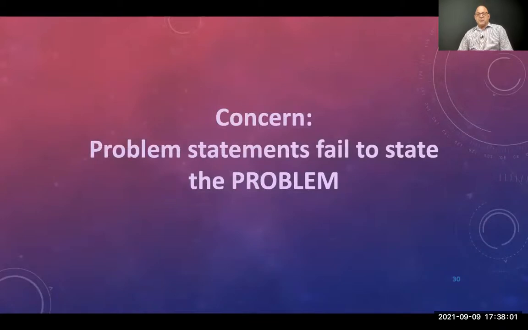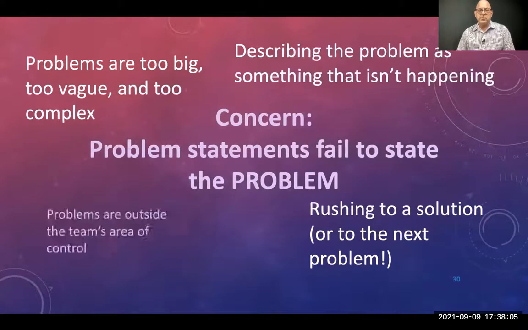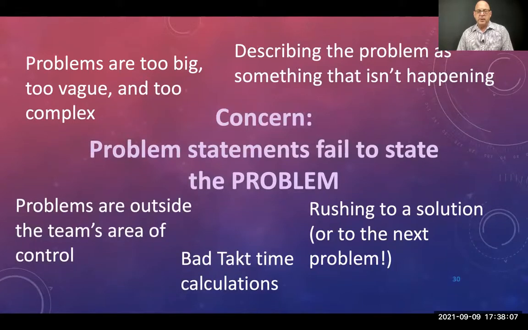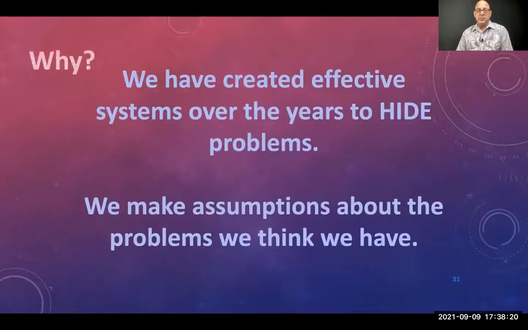But some problem statements fail to state the right problem. Here's a couple of examples. Problems are often too big, too vague, too complex, outside the team's control. They might be using bad calculations. They might be rushing to a solution with the next problem, or they might be describing a problem as something that isn't actually happening. So how do we write better problem statements?